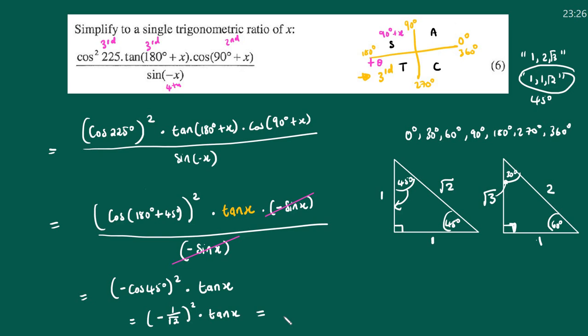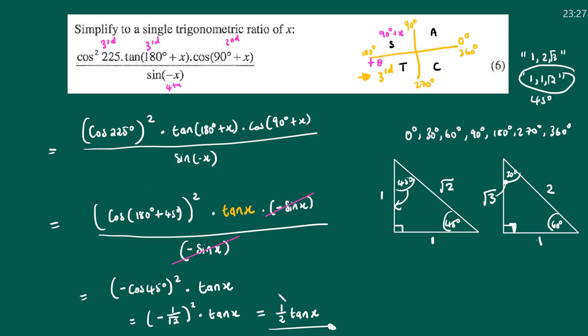So if you do that, I believe you must get half. So that will be half tan x. So in that way, you have expressed this in terms of a single trigonometric ratio of x. Even though there is a number, the fact that the ratio is only 1, which is tan, then you are done.